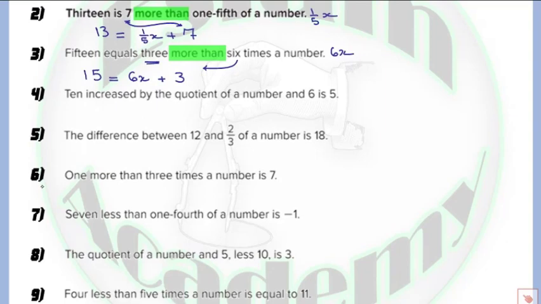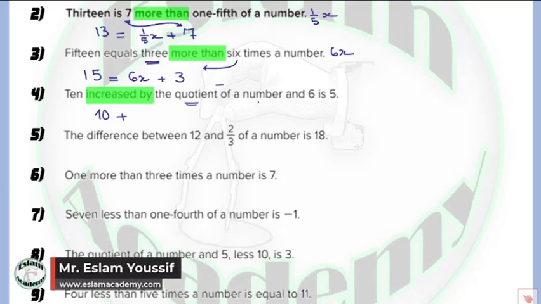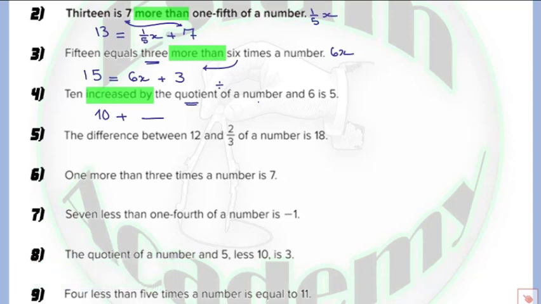Now in question number 4: 10 increased by. The words "increased by" mean plus. But for increased by or decreased by we keep the same order. Only when we have more than or less than do we change it. So just write 10. Increased by means plus. The quotient: the word quotient means we divide. We can write the divide as a fraction, keeping the same order. A number divided by 6: this number is x and the second number is 6. The word "is" means equal, equals to 5. So the equation is 10 plus x over 6 equals 5.